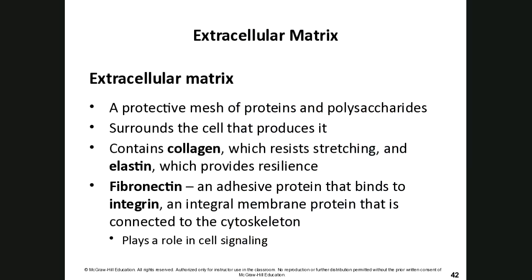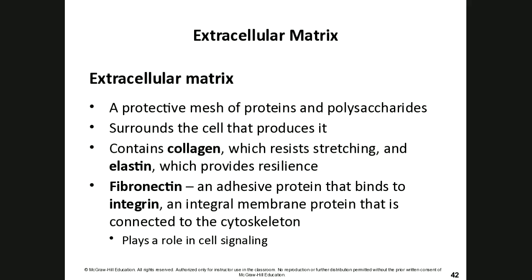So the extracellular matrix is just a protective mesh of proteins and polysaccharides that surrounds the cell that produces it. That extracellular matrix can contain things like collagen, a really cool protein that resists stretching and pulling. They say collagen is actually stronger than even steel because of the way the proteins are made. We have elastin, which provides some resilience, and fibronectin, which helps to maintain the protein on the outside and also plays a role in cell signaling.